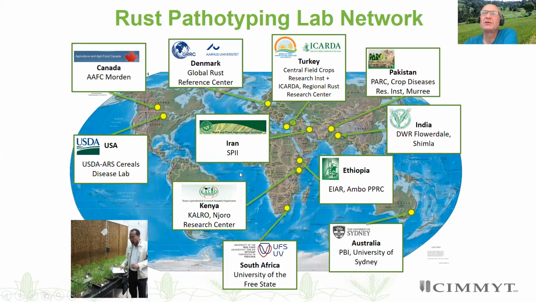Also critical has been the network of the rust pathotyping labs. We've had fantastic support from the international labs: the USDA Cereals Disease Lab, the AAFC Lab in Canada, the Global Rust Reference Center in Denmark, and then more recently the ICARDA Regional Rust Research Center in Turkey, based in Izmir. But also I think we should note the country labs and labs like Ambo in Ethiopia, where the capacity is now up and running, doing great stem rust race analysis work.